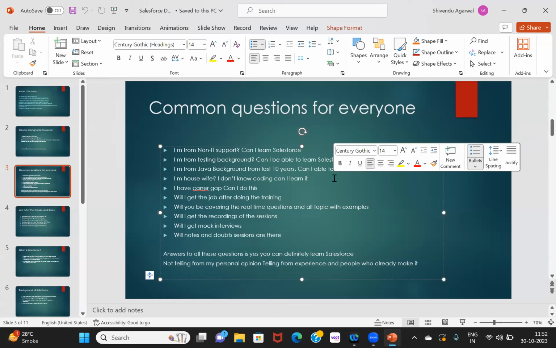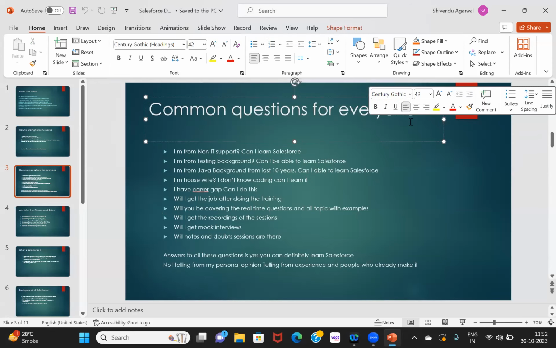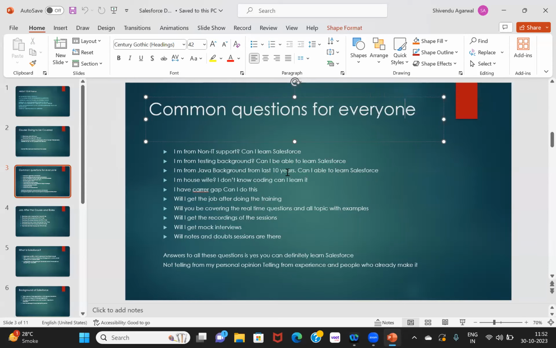I am from a Java background for the last 10 years. Can I learn Salesforce? Yes, you will be able to learn Salesforce if you are from a Java background also. If you are from a Java or .NET background, Salesforce learning becomes quite easier for you, because the knowledge you have from the last 10 years will definitely come to mind and help you learn Salesforce.